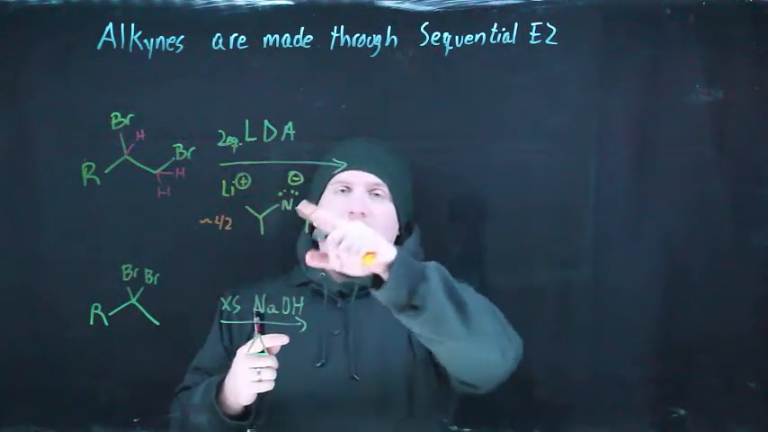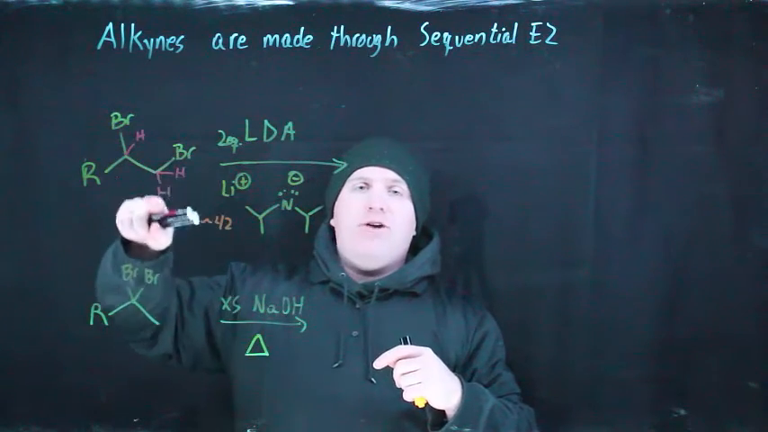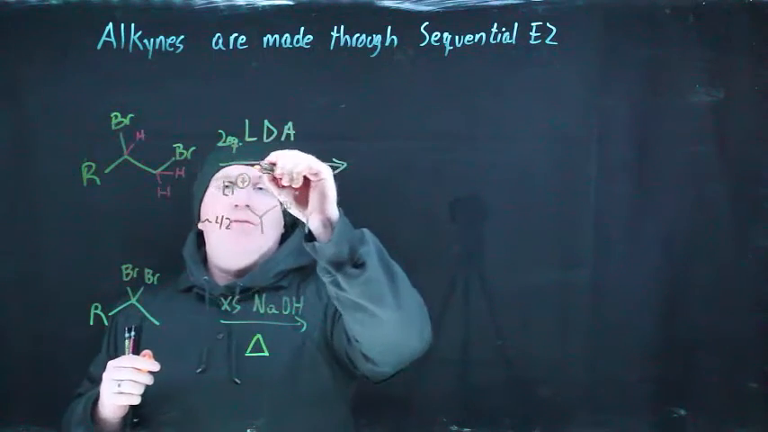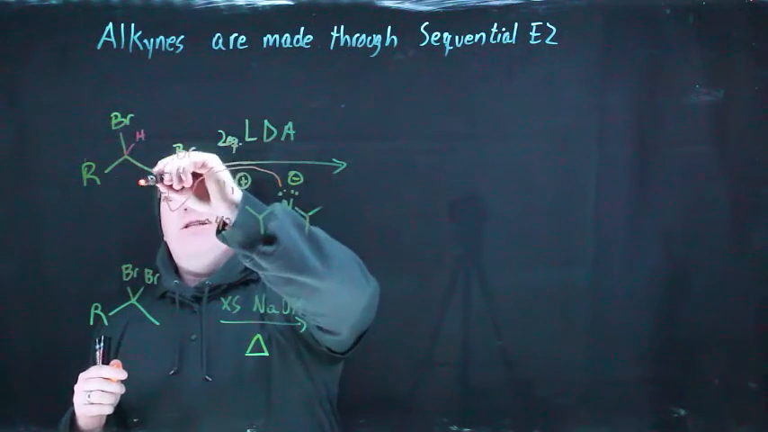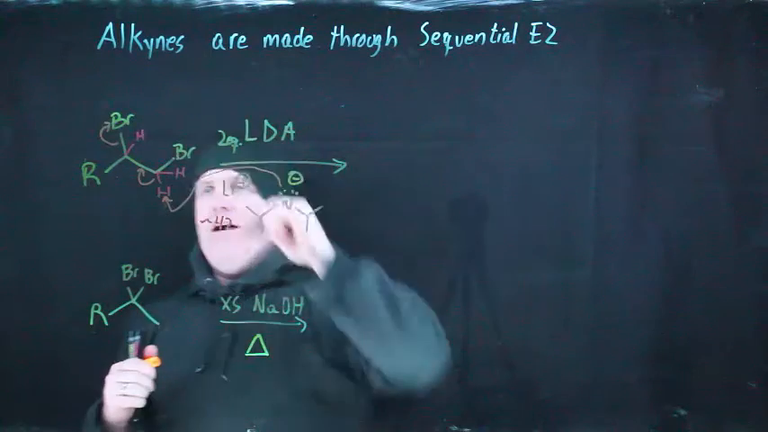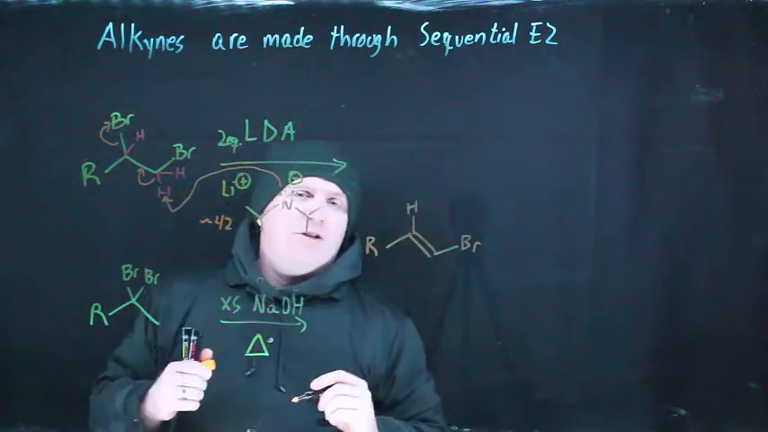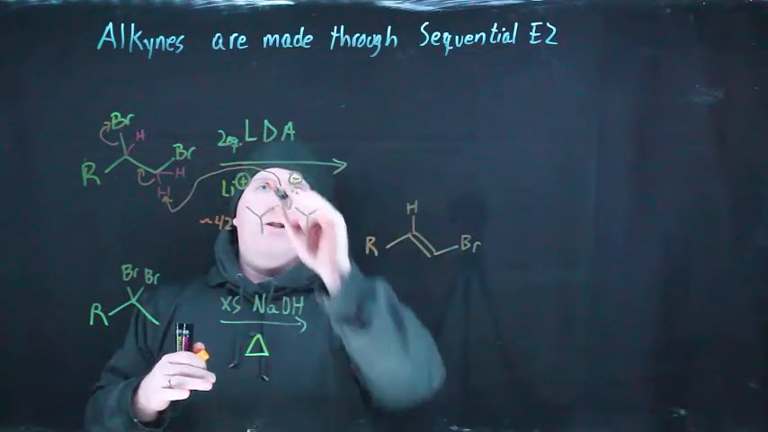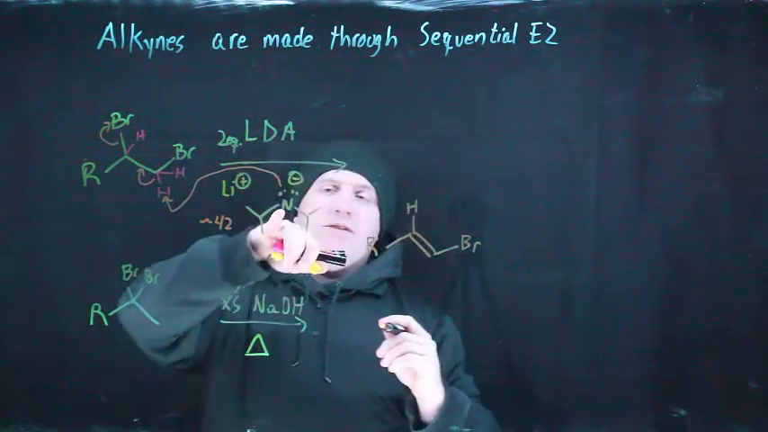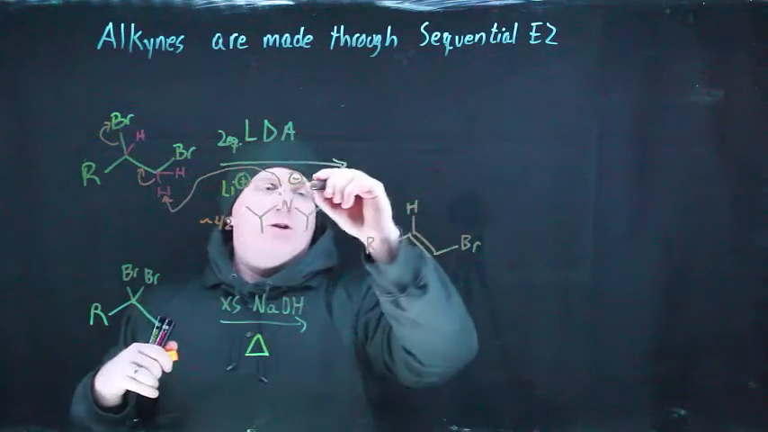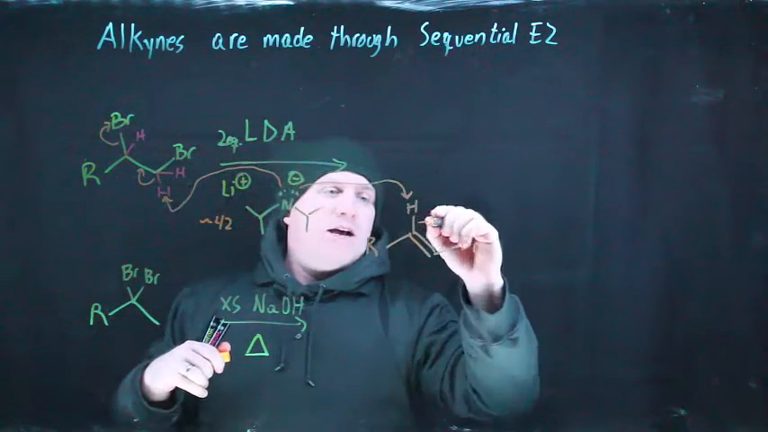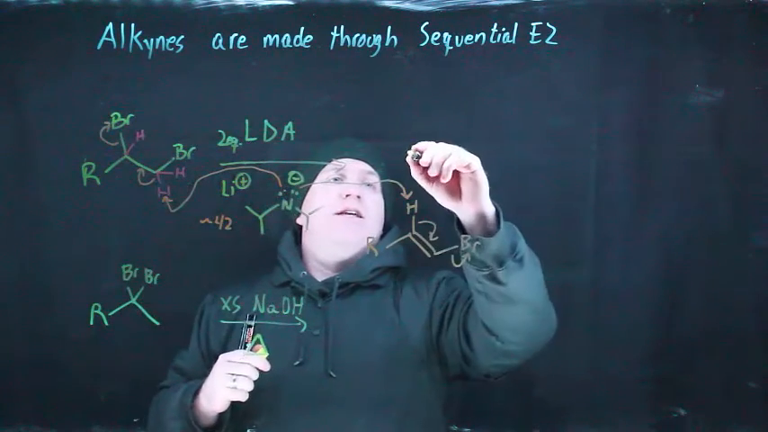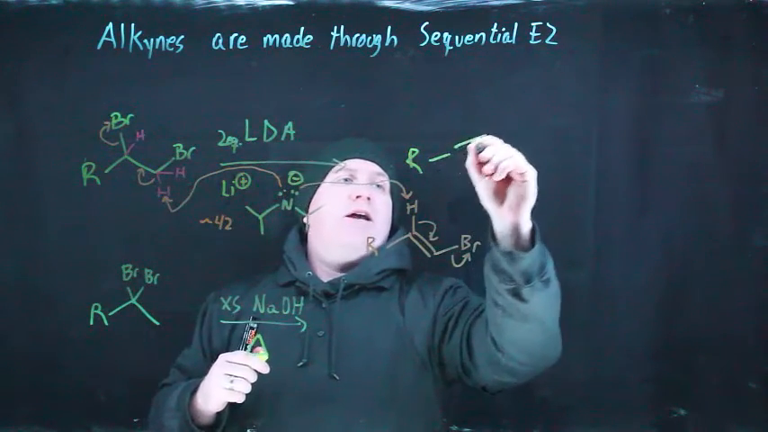And since this is a large and bulky base, it's going to abstract the easier to get to hydrogens first. And it's simply going to pull them off, and that will lead to the expected double bond product after kicking out the bromine. So the intermediate compound that's formed first is going to be this one as drawn. And then, of course, we have two equivalents of LDA, which means we have two of these molecules for every one of those. So a second one can come along and now do the second sequential E2 elimination, which then leads to the expected alkyne as follows.